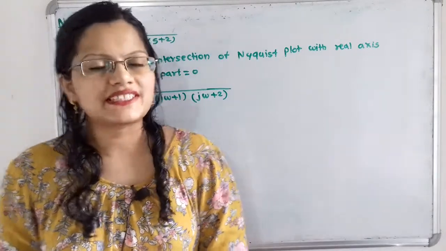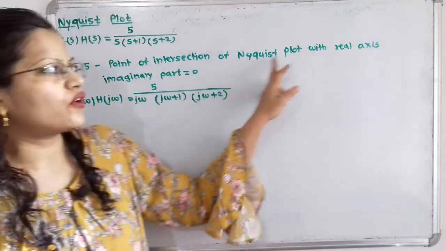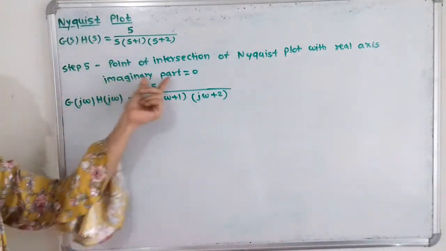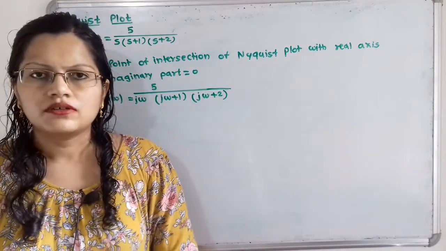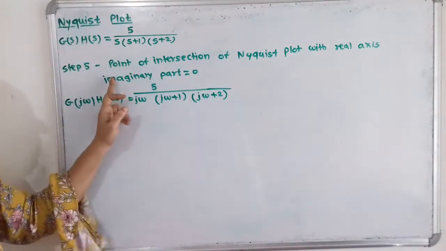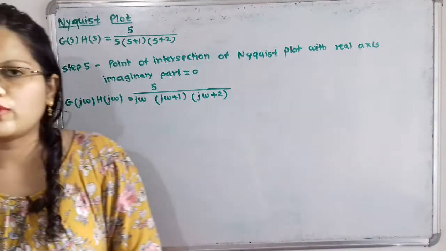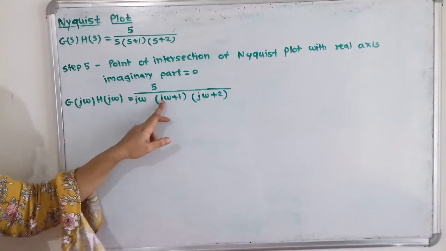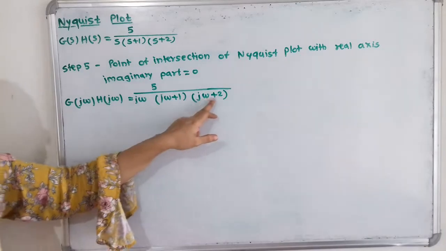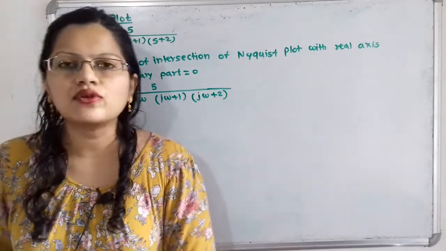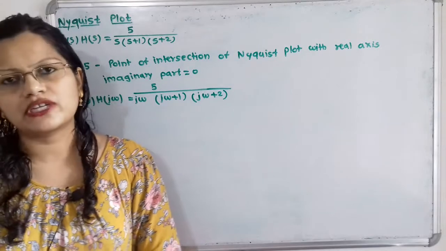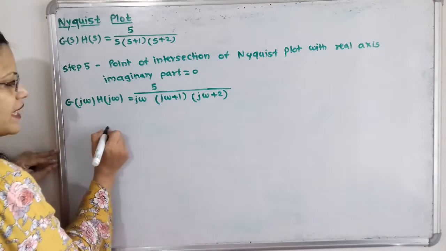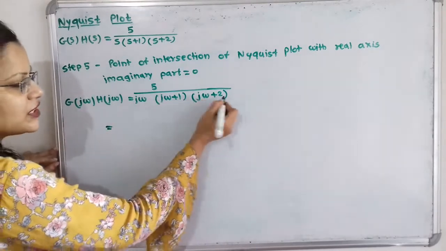Now we will move for the step 5, that is the point of intersection of Nyquist plot with real axis. So for that we have to show imaginary part is equal to 0. So what is the first step for that? We have to take S is equal to j omega. So when we put S is equal to j omega, then phi divided by j omega in the bracket j omega plus 1, j omega plus 2. Now we have to multiply and divide with complex conjugate number for this imaginary part. So how to take the next step? That is here j omega plus 1, j omega plus 2.